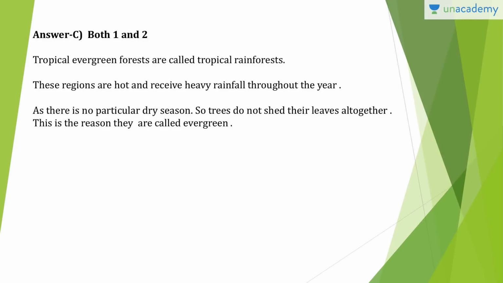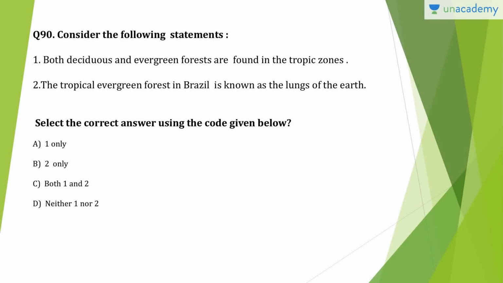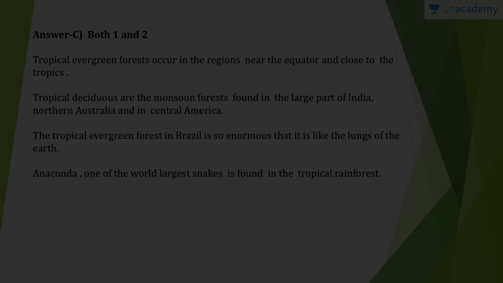It is one and the same thing. These regions are hot, they receive heavy rainfall throughout the year. There is no concept of season. There is constant summer all the time. There is no winter, there is no spring, there is no autumn, and there is no particular dry season. So trees will not shed their leaves altogether, and this is the reason why they are called evergreen. And the last question for the day is, both the deciduous and evergreen forest are found in the tropic zones. That is correct. And the tropical evergreen forest in Brazil is known as the lungs of the earth. Yes, the Amazon forest. So answer here is C, both 1 and 2.